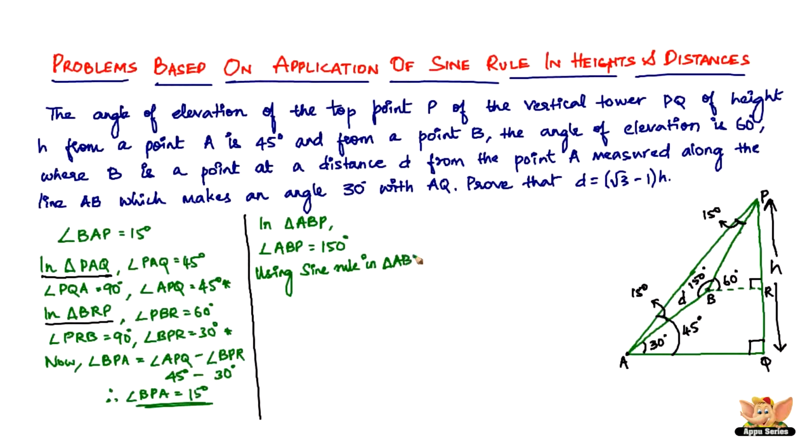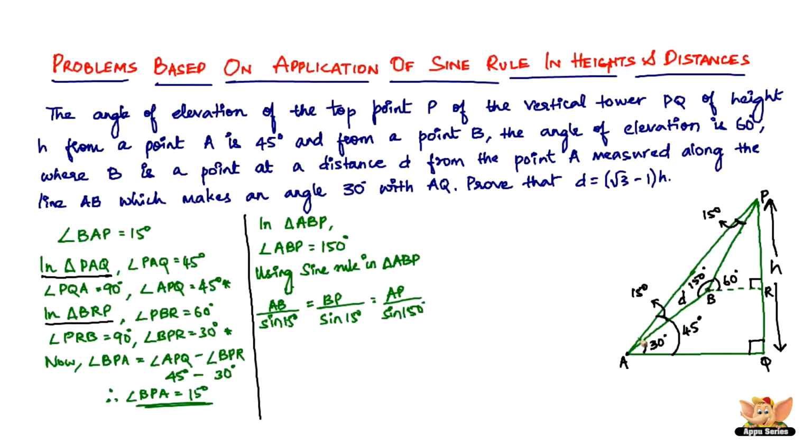So using sine rule in triangle ABP, we have this. Now using the sine rule, let's start off with AB. AB divided by sine of the opposite angle, the opposite angle is 15 degrees, equal to BP divided by the sine of the opposite angle, again it's 15 degrees, equal to AP divided by sine of the opposite angle, which is 150 degrees, right?